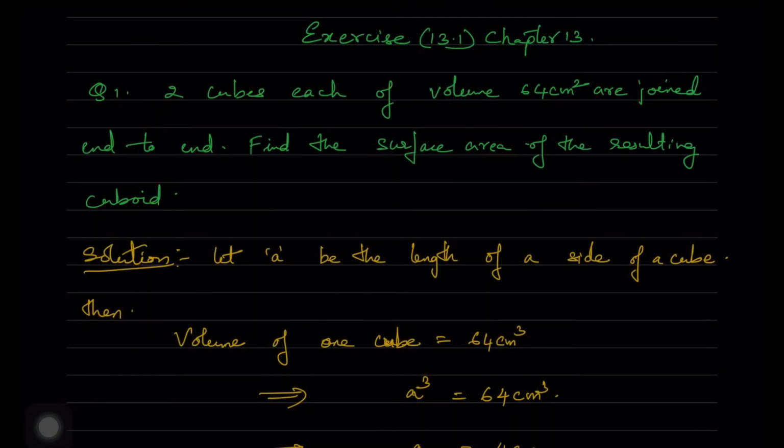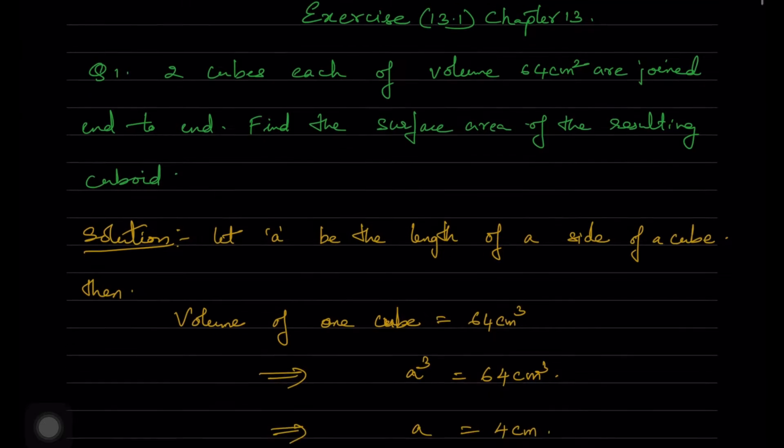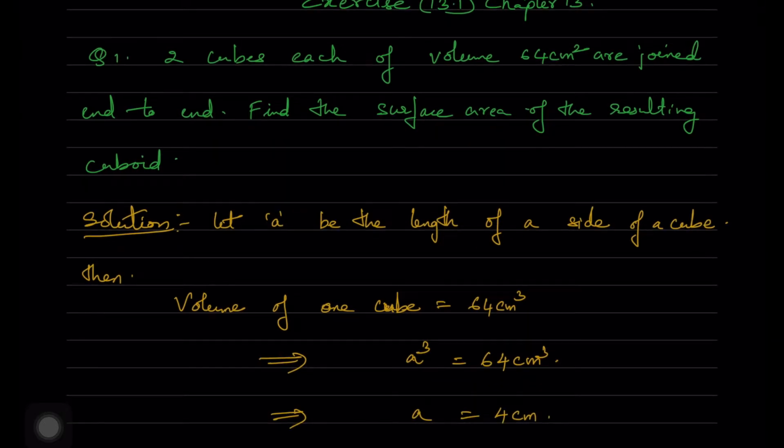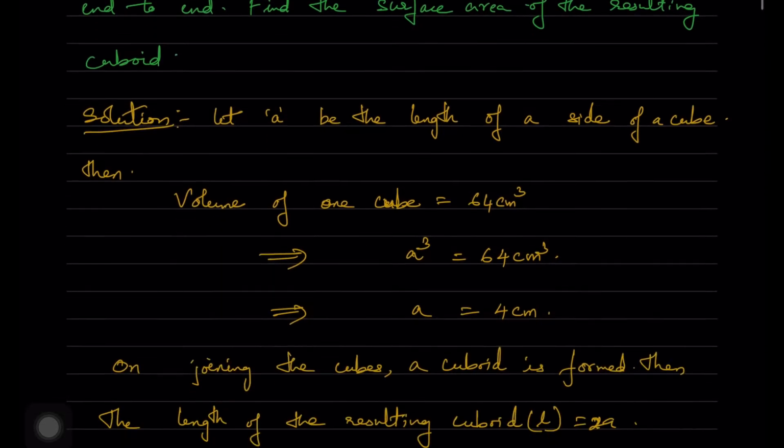Exercise 13.1, Chapter 13, Surface Areas and Volumes. Okay, the first question in this: two cubes, each of volume 64 centimeters cube, are joined end to end. Find the surface area of the resulting cuboid.